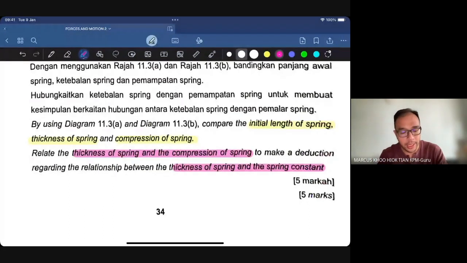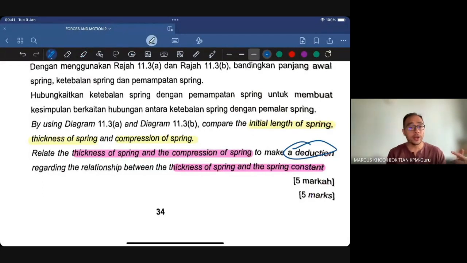Once again, I want to remind all of you, don't worry about this word deduction now. It's just a fancy way of saying, make another relationship. So don't be too hung up. Apa ini deduction ni? Then you start to think about maths. No need. Just compare and relate. The question is just compare and then write relationship. Sometimes it's one relationship, sometimes it's two relationships. Either way, it's going to be 5 marks. So you always need to have 5 points when it comes to this.